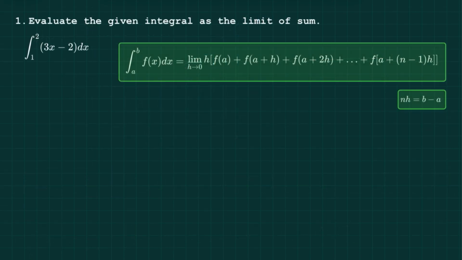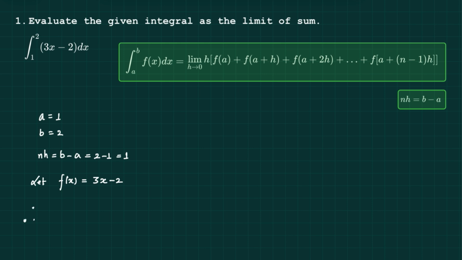Question 1. Evaluate the given integral as the limit of sum. So we have to evaluate the given integral, and I have written the formula which we have already discussed. So here it is clear that the value of a in the given question is 1 and the value of b equals 2. Therefore, the value of n into h which we will require is b minus a, and this is 2 minus 1 which is equal to 1. And let the given function be f of x, that is 3x minus 2.